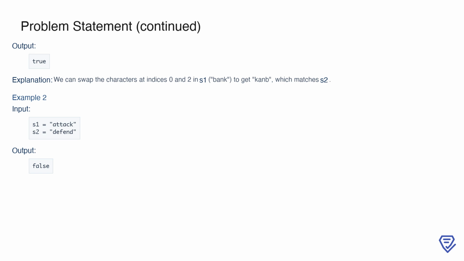In example 1, s1 is bank and s2 is camb. Here, we can swap the characters at indices 0 and 2 in s1. After the swap, s1 becomes camb, which matches s2, so the output is true. In example 2, s1 is attack and s2 is defend. No single swap in s1 can make it equal to s2. Since the condition of at most one swap is not met, the output is false.